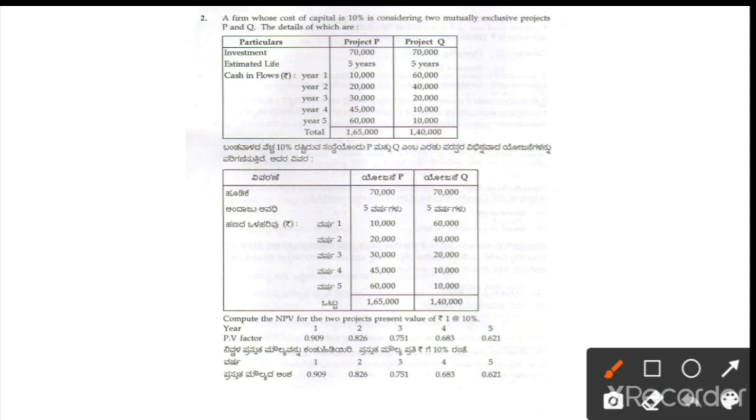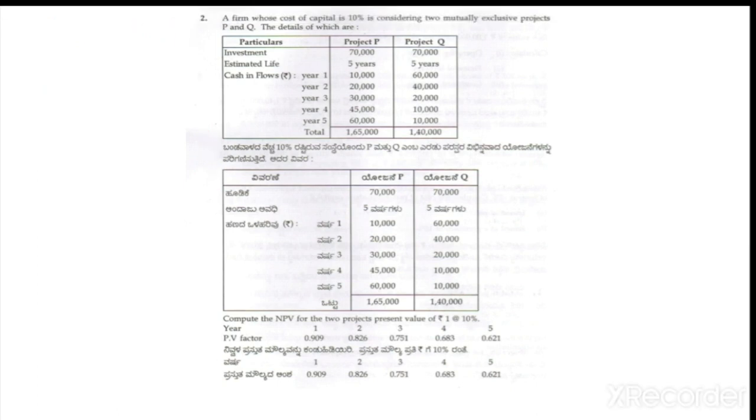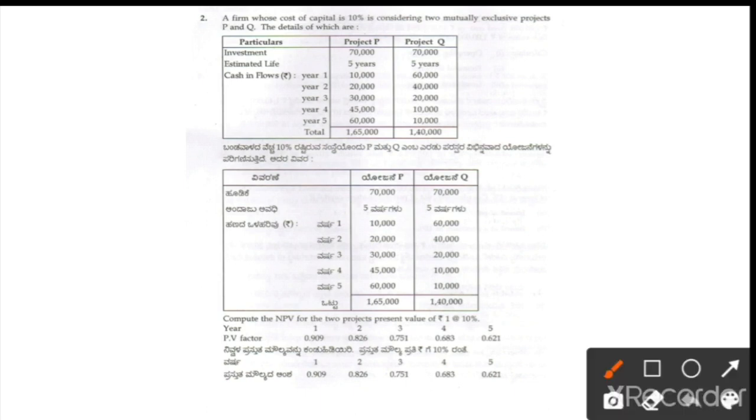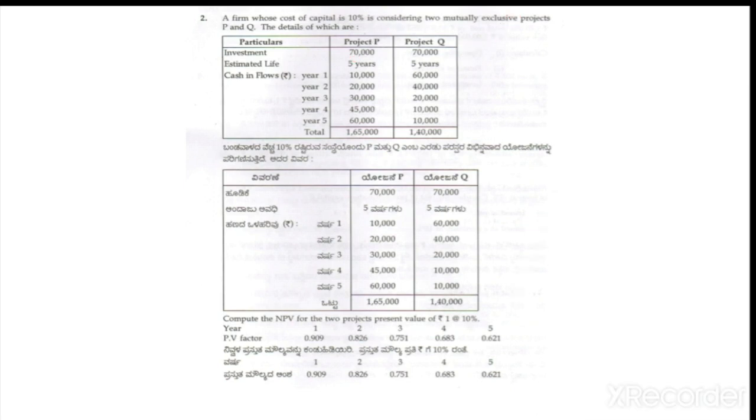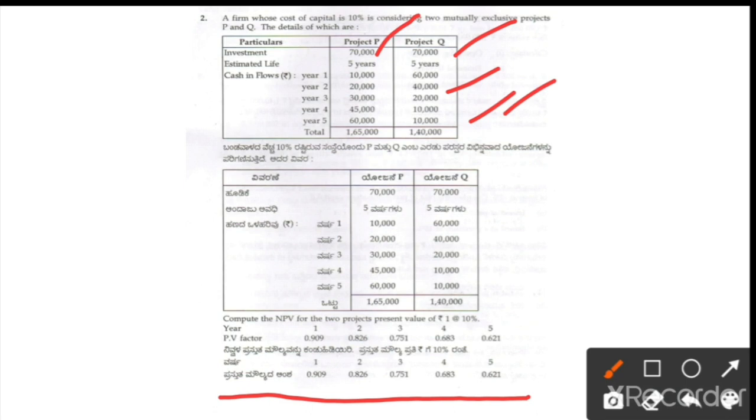This is given in the 2019 question paper. You may take it as a screenshot and you will get a proper understanding. Here also they have given two projects, project P and project Q, and this is the Kannada version. In the English version, they have given 70,000 invested, which is nothing but the cost of the project. This is also 70,000 cost. For both P and Q, the cost of the project is the same. The cash flows are given different. And here they have given the PV factor, first year is 0.09, up to 5 years they have given different PV factors.